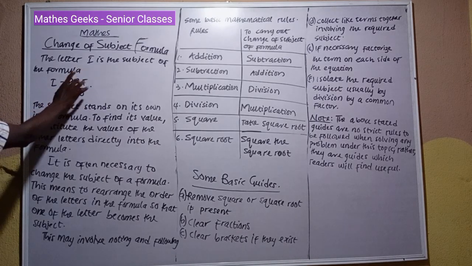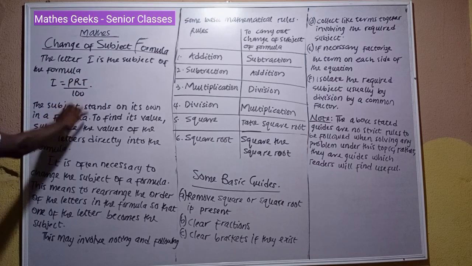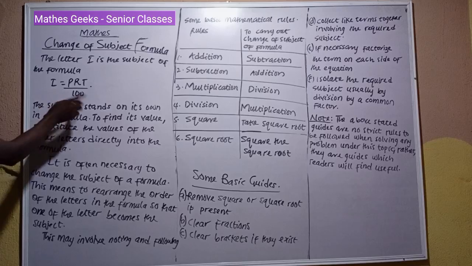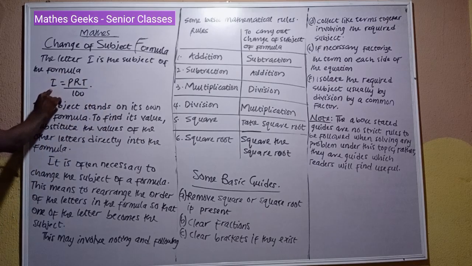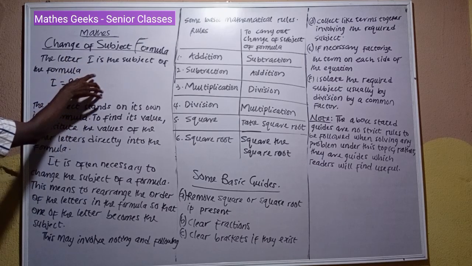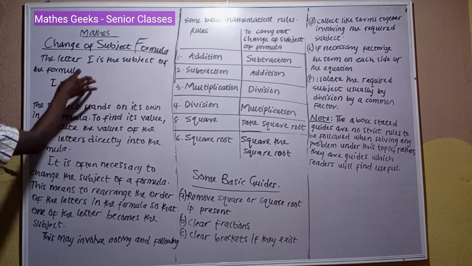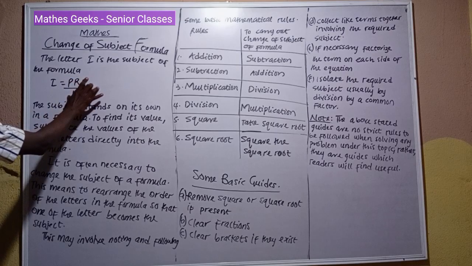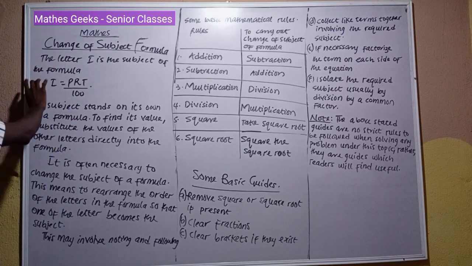The letter I is the subject of the formula. I is equal to P times R times T over 100. Now the subject stands on its own. So in this equation, I is said to be the subject because it is standing on its own. Or another way to say it is that I is dependent on the values that you have here. So whatever happens to this side of the equation determines the value of I.